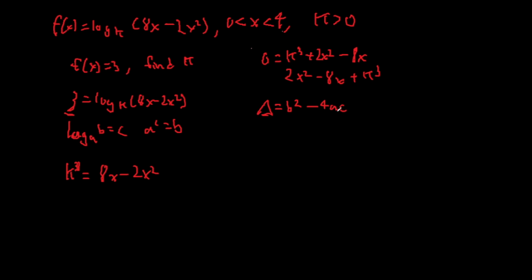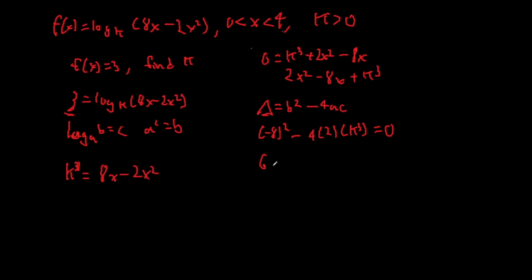And so we're going to end up with negative 8 squared minus 4 times 2 times k cubed. And as I said before, there's only one value for k. We're told that in the problem. So if you remember the discriminant, if there's only one solution, then it's equal to 0. The discriminant, the delta equation, is equal to 0 if there's one solution.